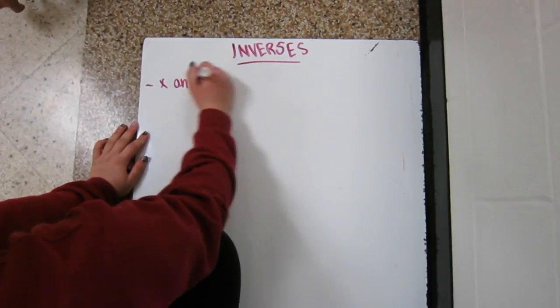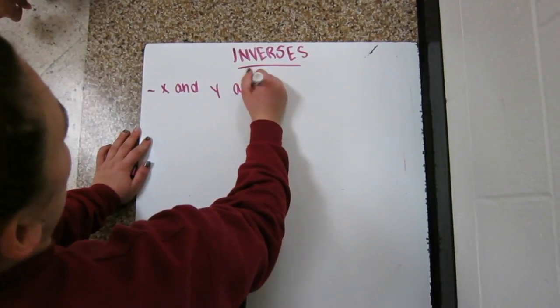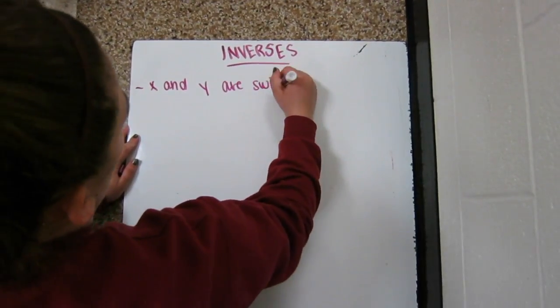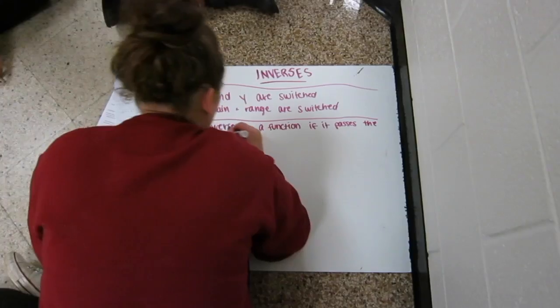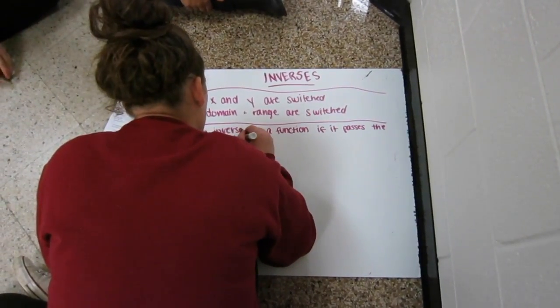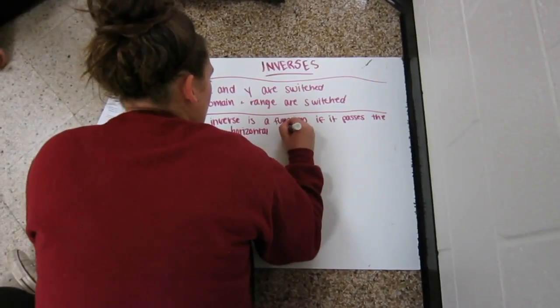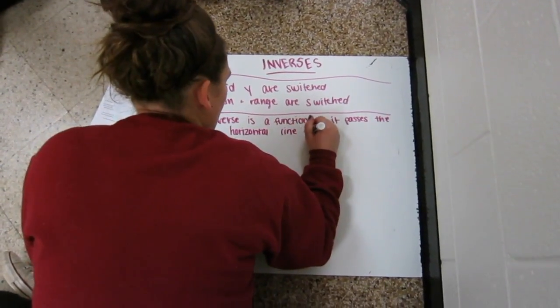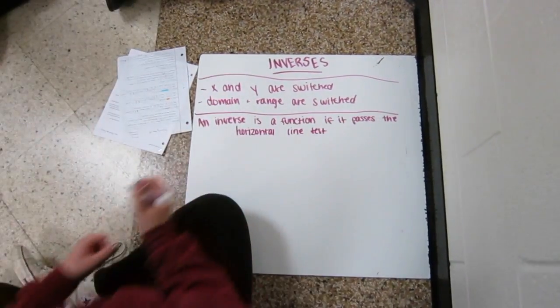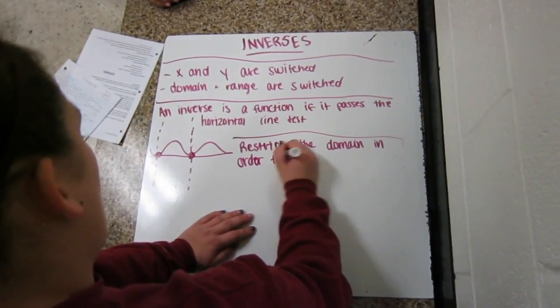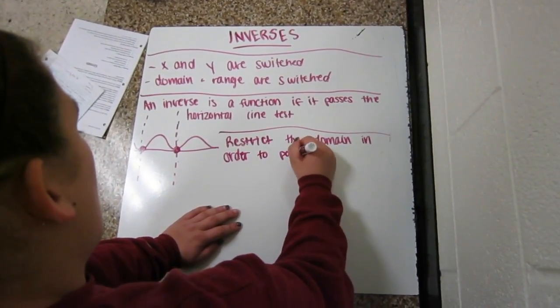Inverses are when x and y are switched. Also, the domain and range are switched. To determine if an inverse is also a function, it must pass the horizontal line test. We restrict domains to make sure the HLT is passed.